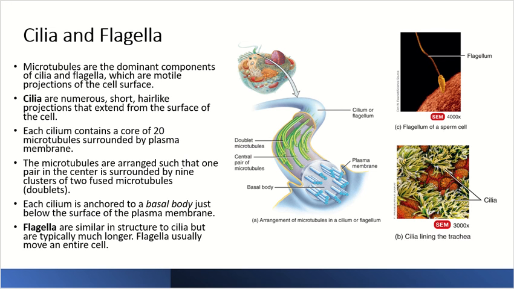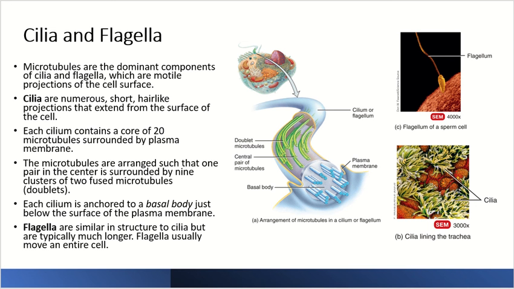Next, we have cilia and flagella. So, microtubules are going to be the dominant component of both cilia and flagella, and these are going to be motile projections from the cell's surface. Cilia are going to be more numerous, these little short hair-like projections that are going to extend from the surface of the cell. Each cilium is going to contain a core of 20 microtubules that are going to be surrounded by the plasma membrane.